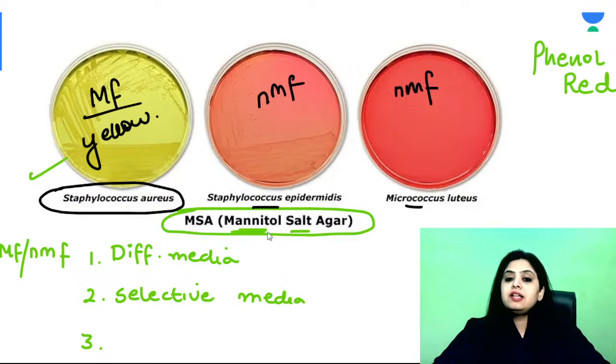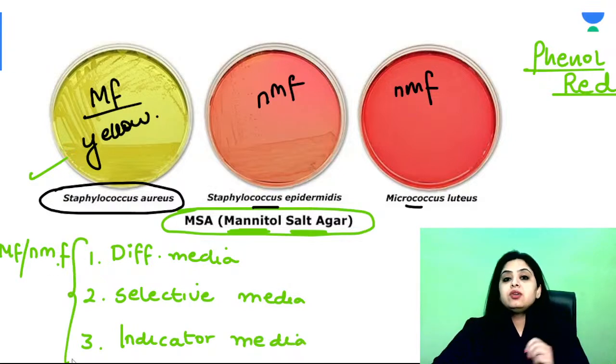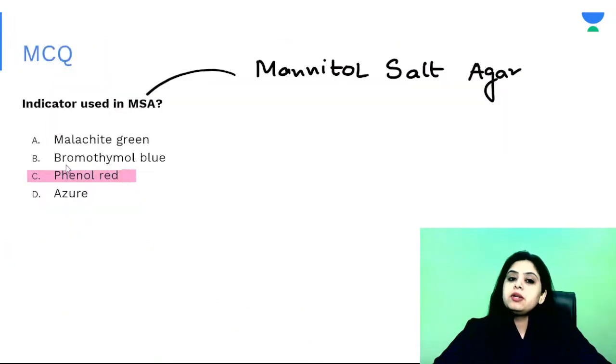So simple, mannitol has made it differential, salt has made it selective, but also it has an indicator. So can I also call it an indicator media? It has phenol red, so I'll also call it an indicator media. So that means mannitol salt agar, mannitol se differential, salt se selective, and phenol red se indicator media. Everyone's okay with this? I asked you a simple question. What is the indicator? You know it is phenol red.